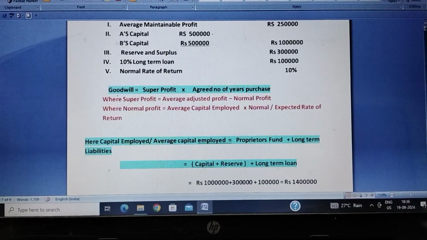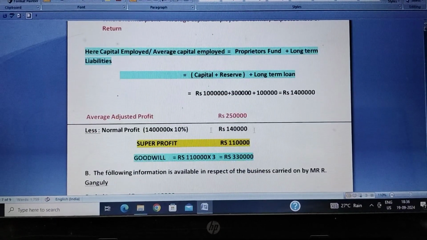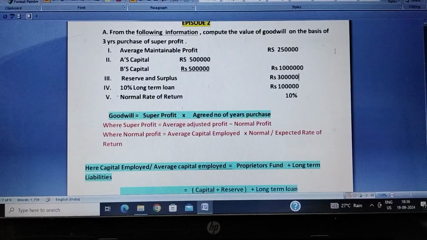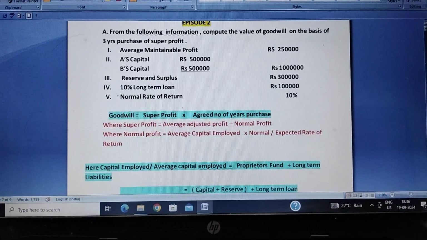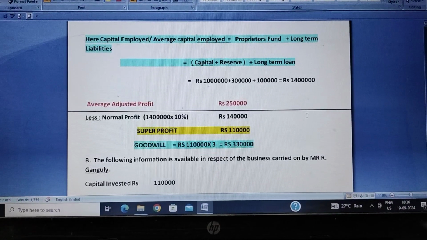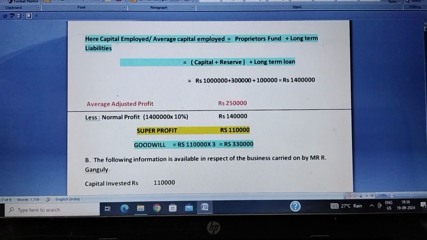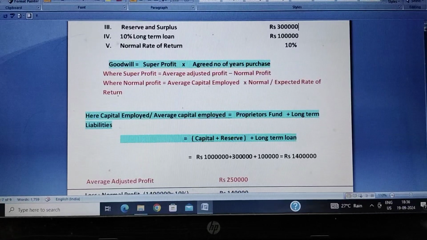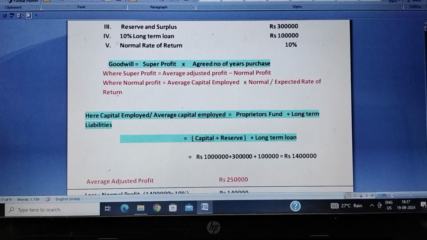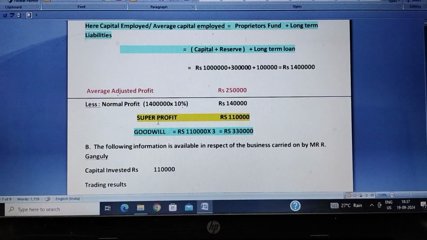Average maintainable profit is 2,50,000. Average adjusted profit is 2,50,000, as it appears on the screen here. Now from that we have to deduct normal profit. And what is normal profit? Normal profit means capital employed into normal rate of return. Capital employed we have just calculated, 14 lakhs, and the normal rate of return is given in adjustment 5, that is 10%. So the normal profit should be 14 lakhs into 10%, that is 1,40,000.